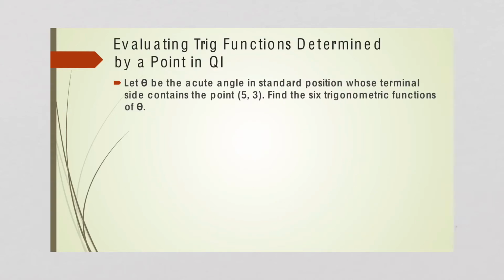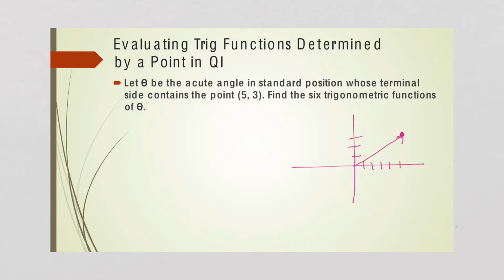Now, evaluating trig functions determined by a point in the first quadrant. So let theta be the acute angle in standard position whose terminal side contains the point (5, 3). So the first thing I have to do is figure out where the point (5, 3) is. So go over 5, up 3. Here's my point. Draw my line. Now I have an angle.